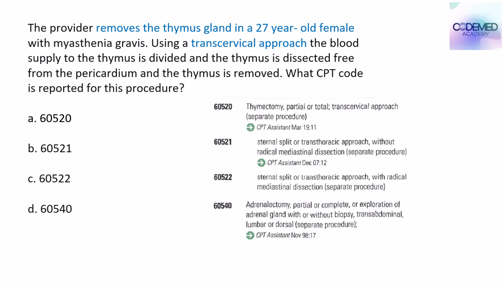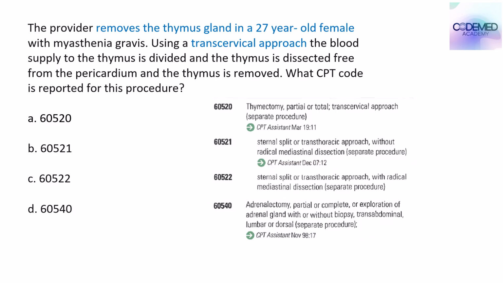The provider removes the thymus gland in a 27-year-old female with myasthenia gravis using the transcervical approach. The blood supply to the thymus is divided and the thymus is dissected free from the pericardium and the thymus is removed. What CPT code is reported for the procedure? What has happened here is removal of the thymus gland, which is called a thymectomy. Now, if you see the code, there is a code 60520. 60520 is a thymectomy, partial or total.